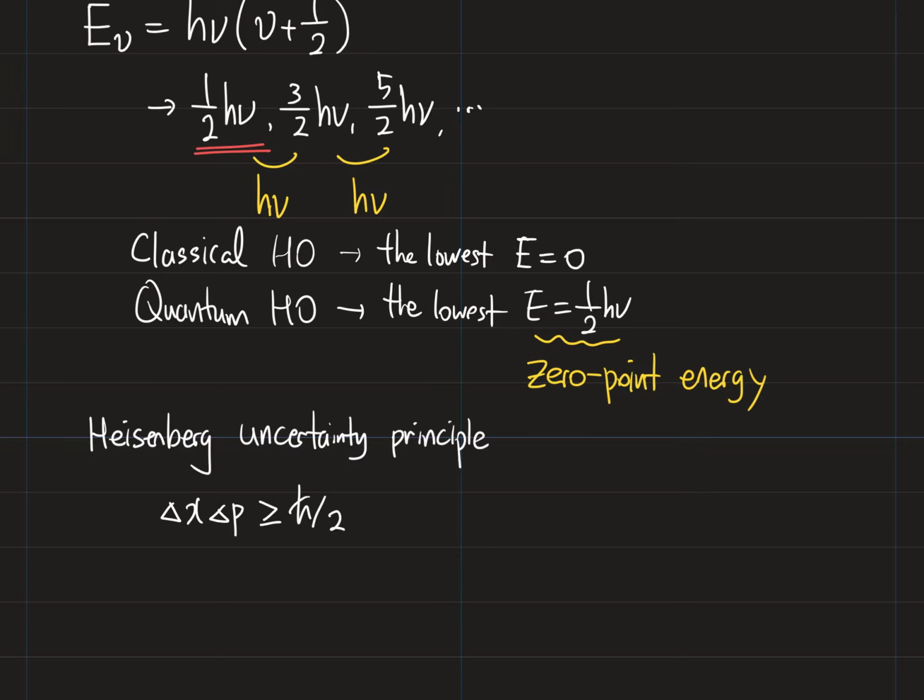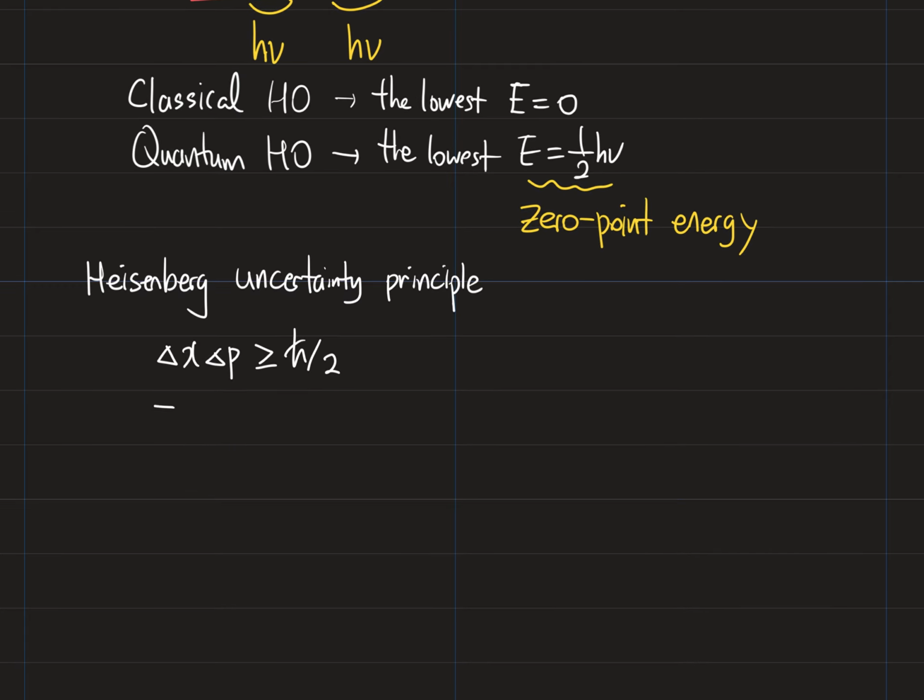And let's think about the total energy of the oscillator. The total energy of the oscillator should be given as the sum of the kinetic energy and the potential energy. The kinetic energy is the square of the momentum divided by the mass, and the potential energy is given as half of k x squared.